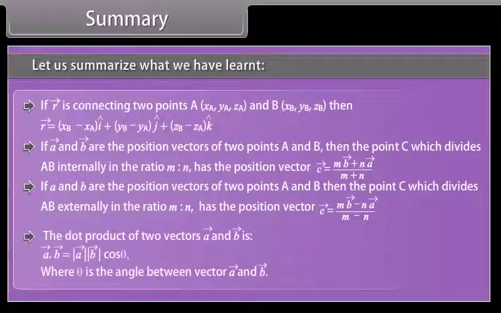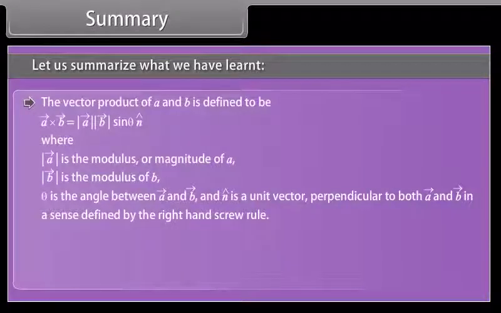The dot product of two vectors A and B is the magnitude of A times the magnitude of B, multiplied by the cosine of the angle between A and B, where theta is the angle between vector A and B. The vector product of A and B is defined to be vector A cross vector B, which is equal to magnitude of vector A into magnitude of vector B into sine of theta in the direction of n cap, where magnitude of vector A is the modulus of A, magnitude of vector B is the modulus of B, theta is the angle between vector A and B, and n cap is a unit vector perpendicular to both vector A and B in a sense defined by the right-hand screw rule.